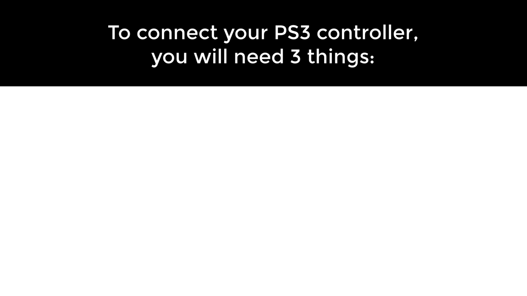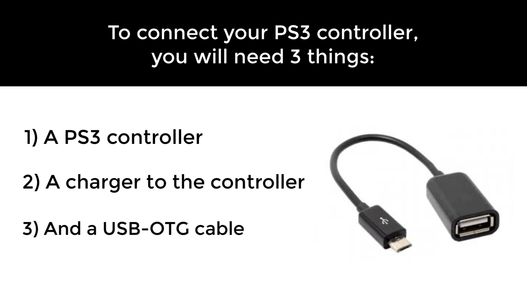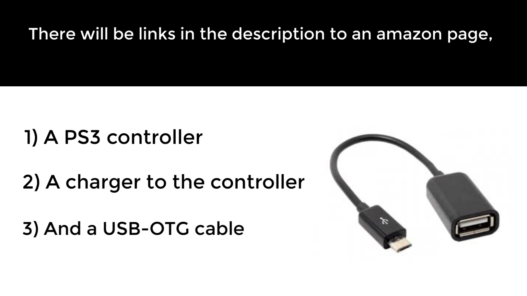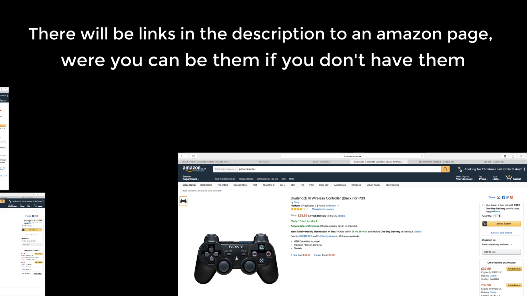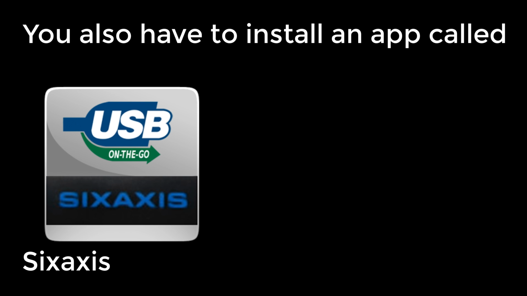To connect your PlayStation 3 controller, you will need three things: a PlayStation controller, a charger to the controller, and a USB OTG cable. There will be links in the description to an Amazon page where you can buy them if you don't have them. You also have to install an app called Sixaxis Enabler. Let me show you how.